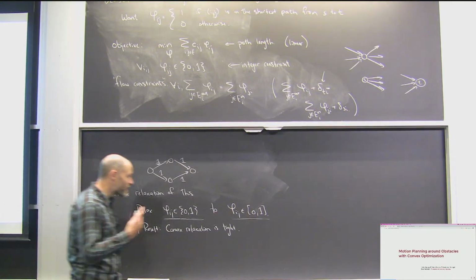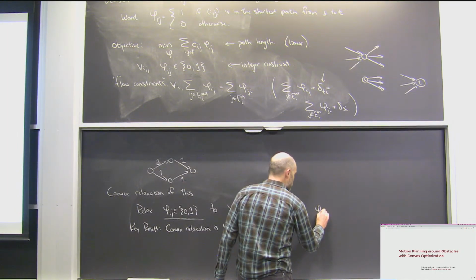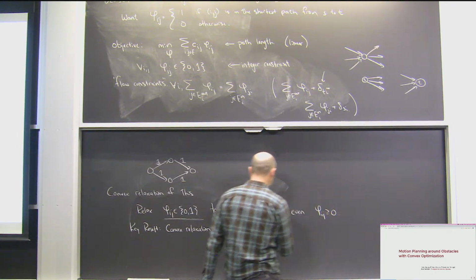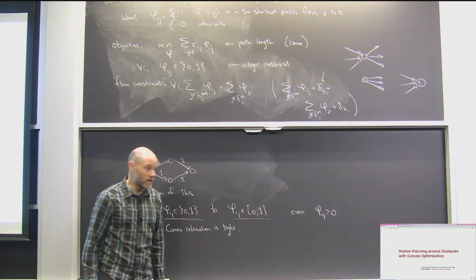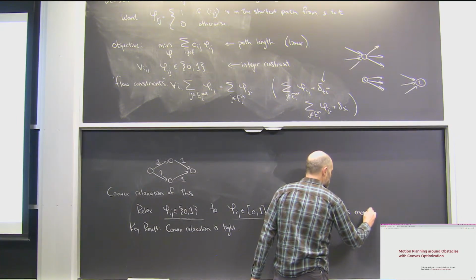In fact, it turns out even just asking for phi ij greater than or equal to 0, you don't even need the 1. It's already enough. The 1 is redundant.